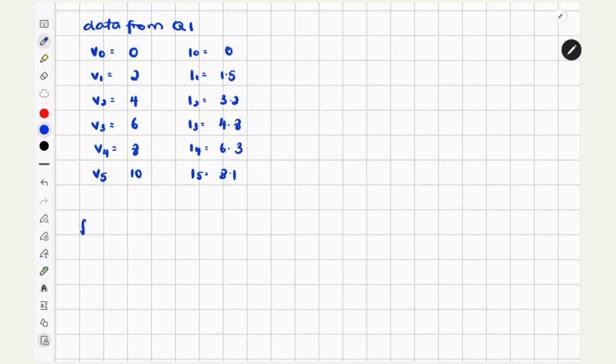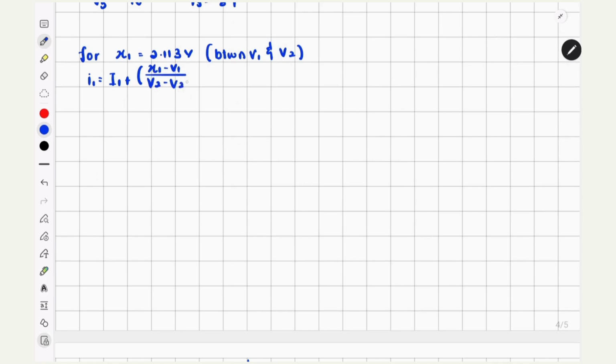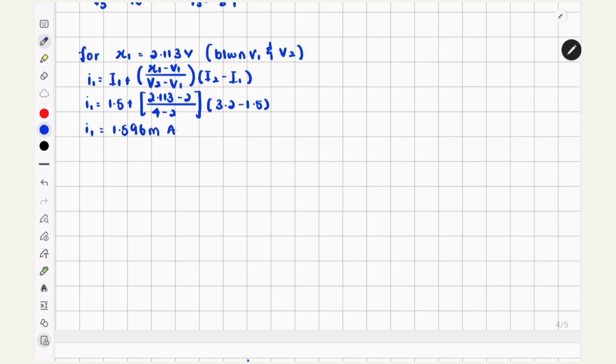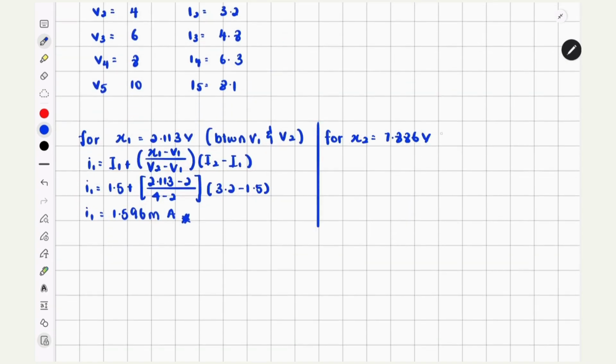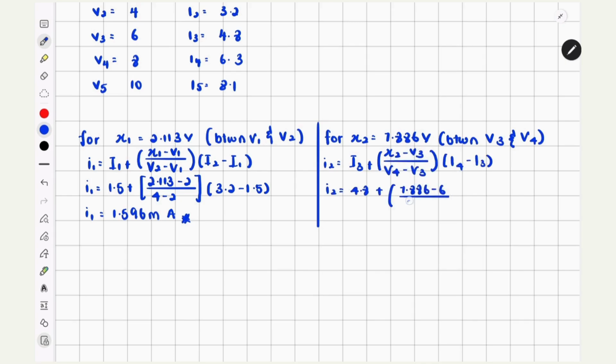By using the data from question 1, find the value for I1 using the linear interpolation method, and then we get I1 as 1.596 milliampere. And for I2 using the same linear interpolation method, we get I2 is equal to 6.214 milliampere.